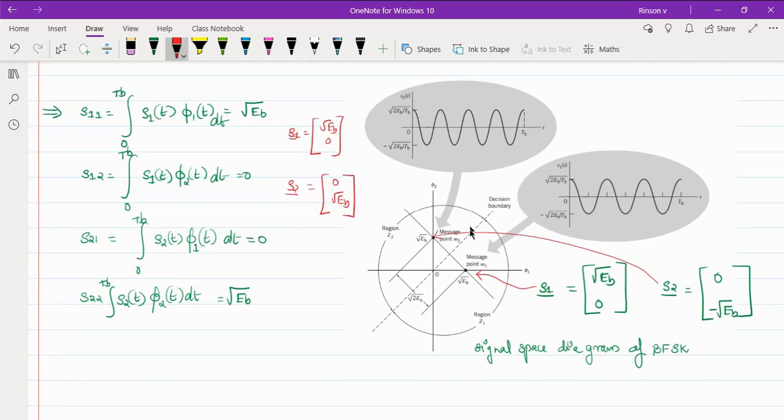Just to see an example of the signals transmitted: when you transmit the message point M1, you will be transmitting a signal like this, a cosine wave with this frequency. When you transmit M2, again you are transmitting a cosine wave but with a different frequency. The frequency of this is more than the frequency of this. Note that you have an integral number of cycles in a bit duration here as well as here, so that we have ensured. Thank you.